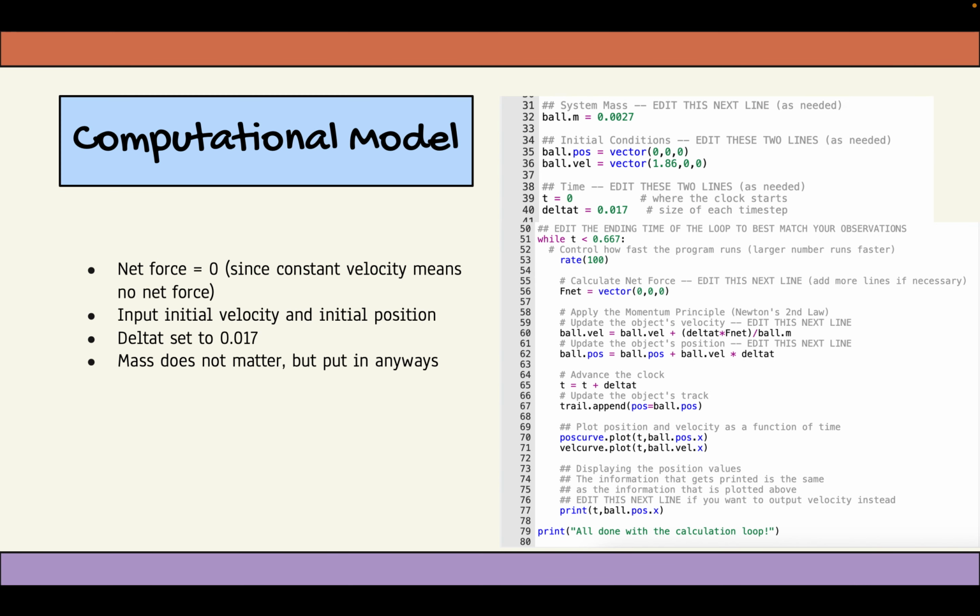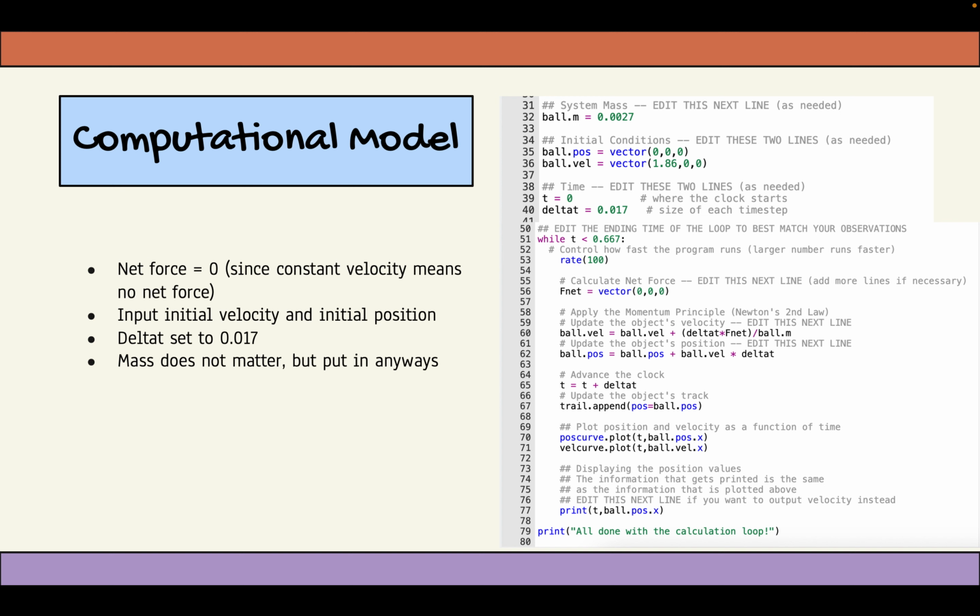Now, onto our code. I first added that the net force is 0 because constant velocity means no net force. Then I inputted the initial velocity and the initial position given from the Tracker analysis we did on the last slide. Next, I set delta t to 0.017 since it was just the time interval between two measurements. And the mass of the ball doesn't really matter in this case because it does not affect the velocity.